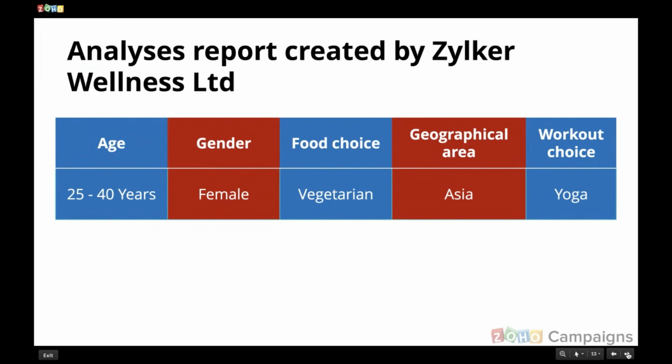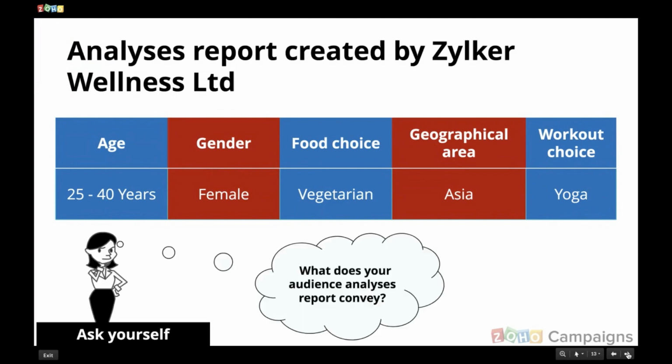The food choice was found out through a survey. The geographical area was also found out by social media insights. The workout choice was found out through a survey. So they used multiple virtual tools to analyze their prospective audience. You can also do this and make a clear report, which will help you in segmenting your email list. So now ask yourself, what does your audience analysis report convey?